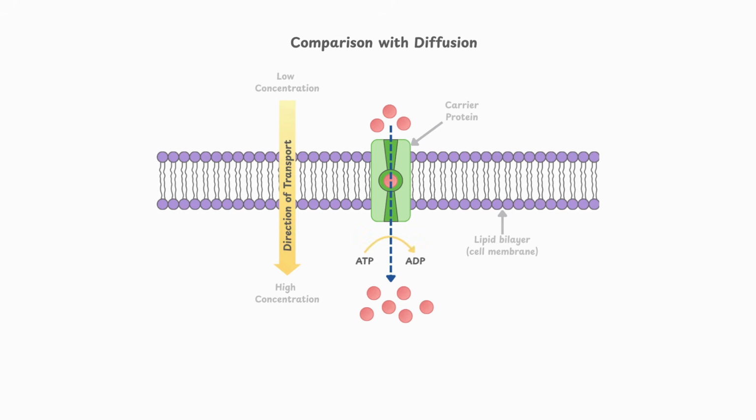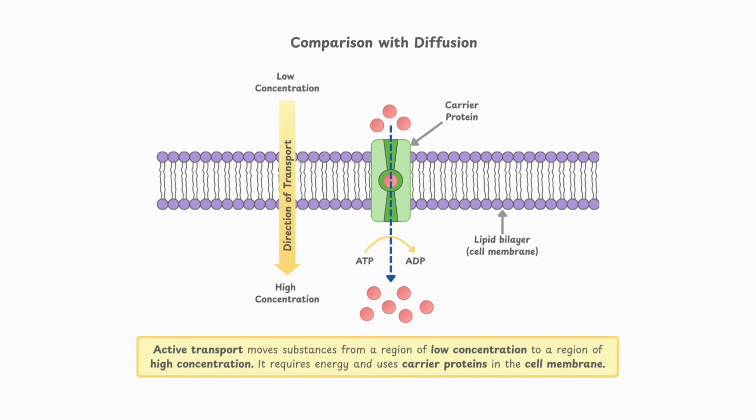The ATP is broken down into ADP, releasing energy to power the carrier protein. The carrier protein acts like a pump, pushing particles across the membrane. So the key idea is, active transport requires energy and moves substances against the gradient, unlike diffusion, which happens naturally without energy.